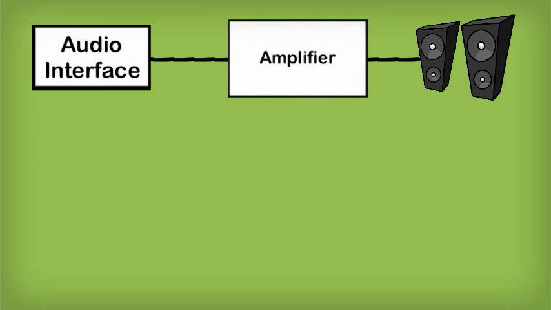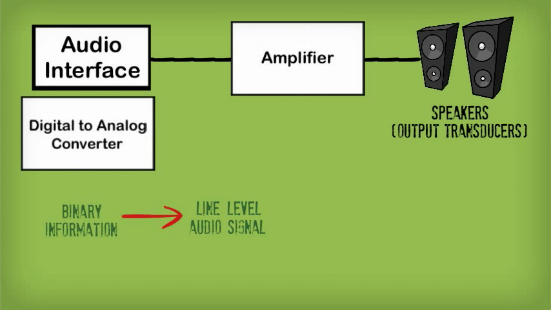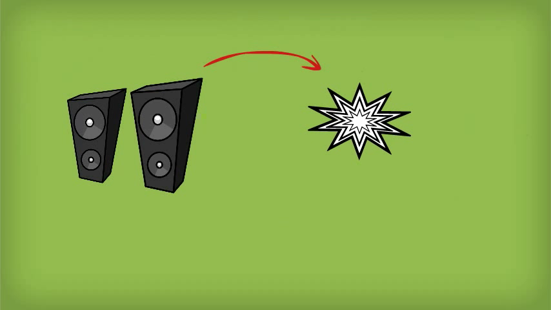In this final stage, the digital to analog converter inside the audio interface will transform the binary information into a line level signal once again, which will be sent to an amplifier through an audio cable. This amplifier will turn the signal into a high level audio signal which will be strong enough to drive headphones and loudspeakers. Finally, the speakers will convert the audio signal into pressure variations in the air.